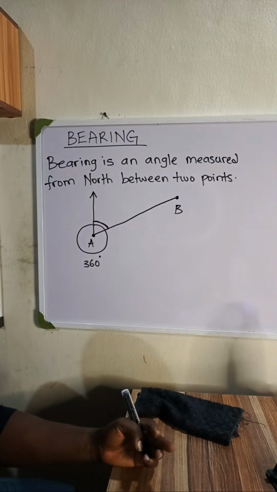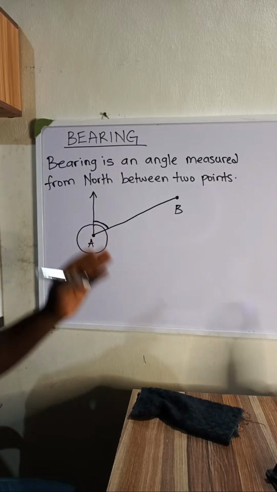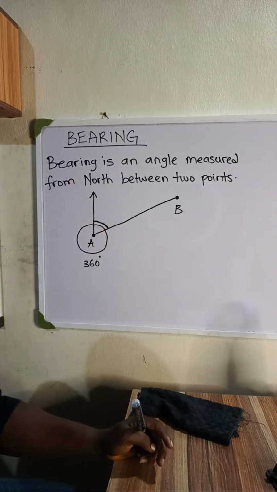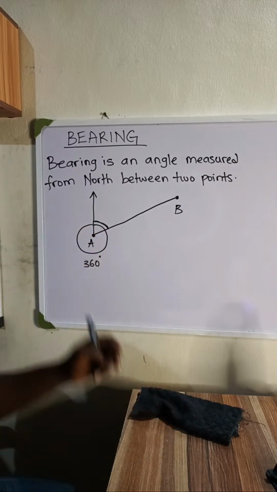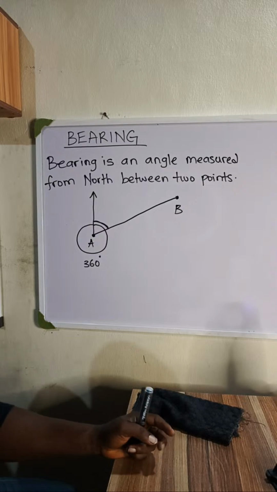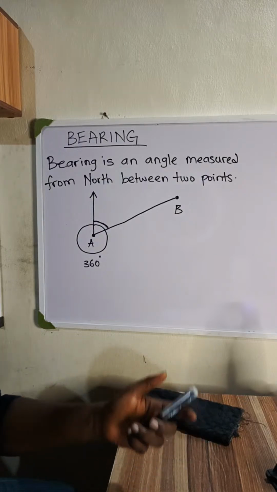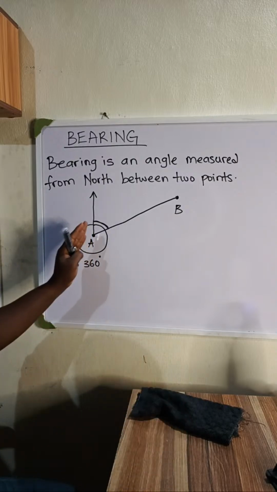So you see a sailor wants to travel from one country to another. Bearing helps the sailor to move from one country to another. Also in aviation, you can use it in aircraft travel. Bearing is also important. Also, if you are going to a place you don't know, while you're walking on the road, you can use your GPS to navigate to get to where you want to go. So bearing is very important.